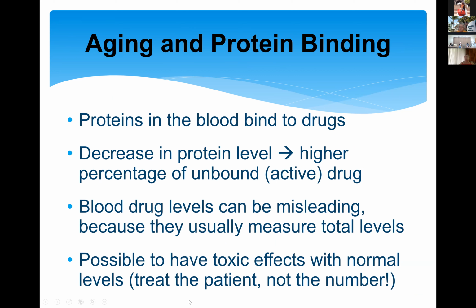Protein binding. Many proteins in the blood actually bind to the medications. Even in normal aging, we see decreases in certain proteins, and even more so when people have malnutrition. So what that means is less of the drug is bound, which means more of the drug is unbound, or active. Again, what does this lead to? Higher side effects. Blood drug levels can be very misleading because they actually measure total level, not active drug level.